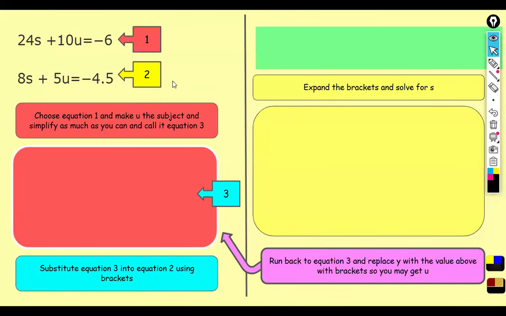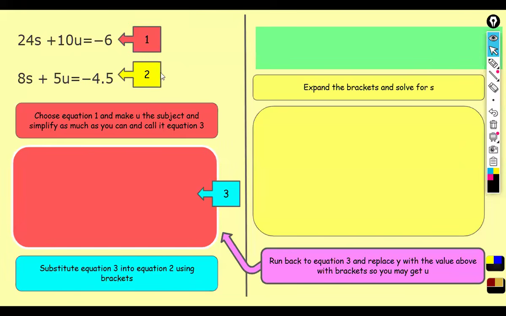All right, so we will try this question, even though it looks pretty scary. You notice it doesn't have the letters x and y again. It has s and u. Nothing wrong with that. In maths, it doesn't have to be x and y. It can be a and b. It can be s and u.